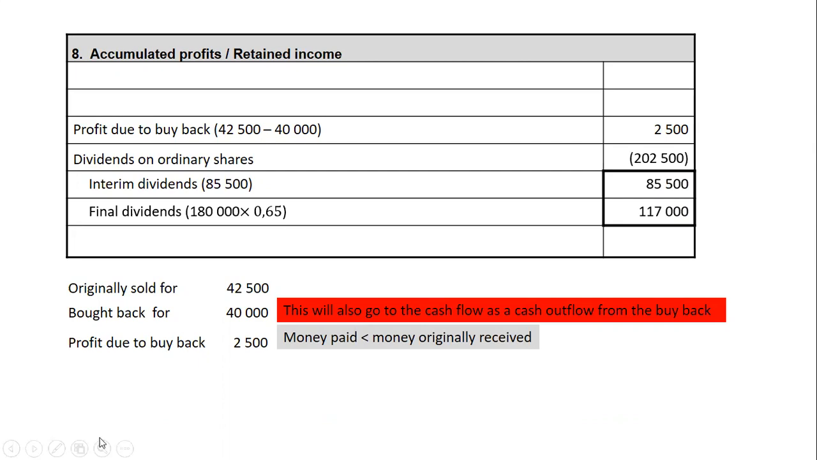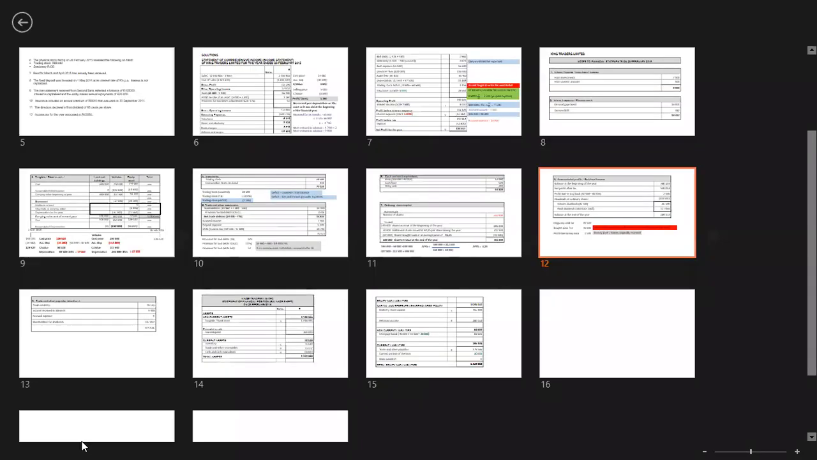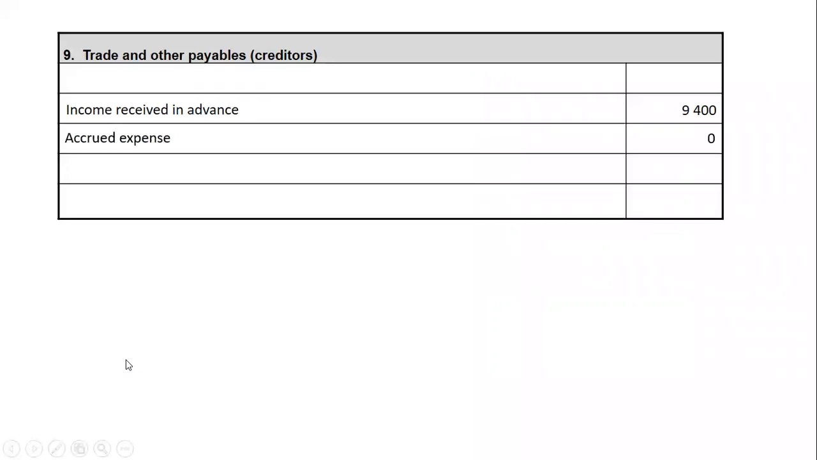That 117,000 that represents your final dividends will be recorded, as a matter of fact, in trade and other payables as shareholders for dividends, because we declared. To declare means we made it official, so we created a duty to pay, but we haven't paid it. We're going to pay it in the next financial year. Since we're going to pay it in the next financial year, it qualifies to be a current liability. All right, that's what it is.